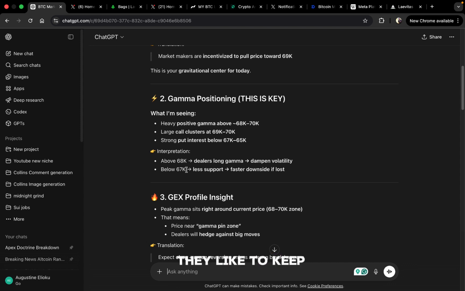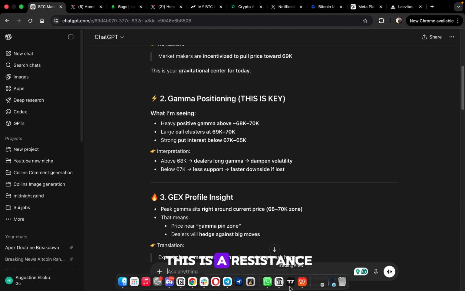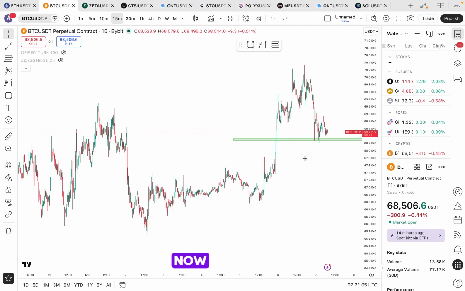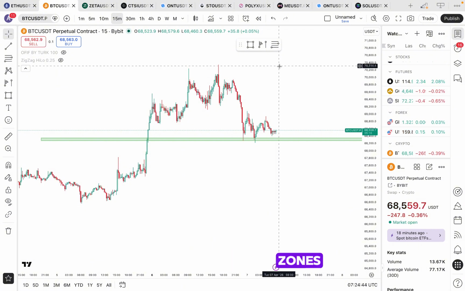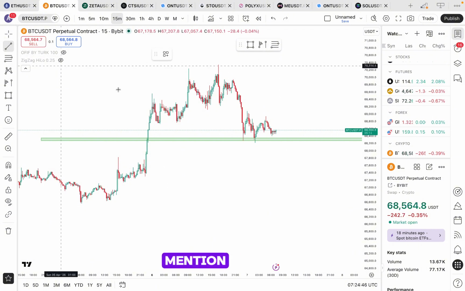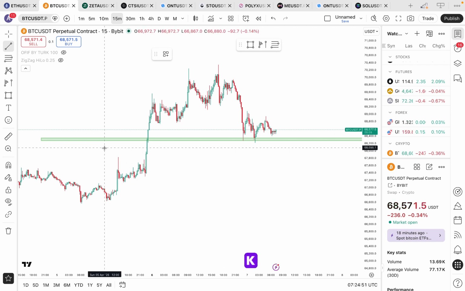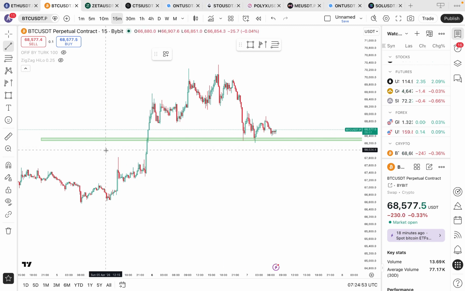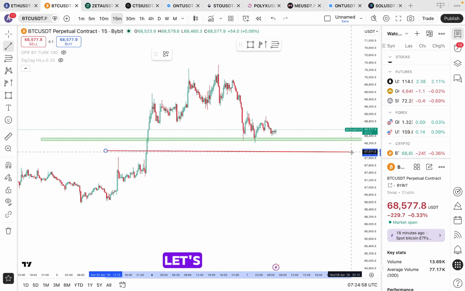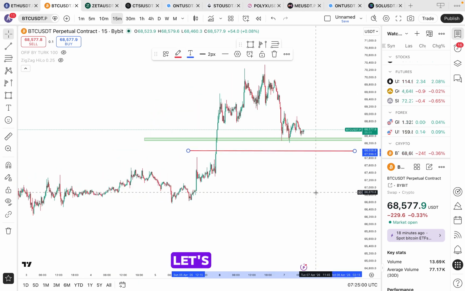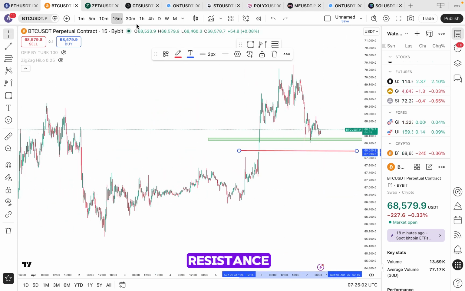Now below 67k, there is a faster downside if it's lost. So this is a support, 67k, and this is a resistance, 68k. Now let's go and take these zones. You need to take these zones and mention that this is a gamma level. So let's look at 68k. Where is 68k? Now let's take this as a resistance zone. Then let's look at 67k as a support.